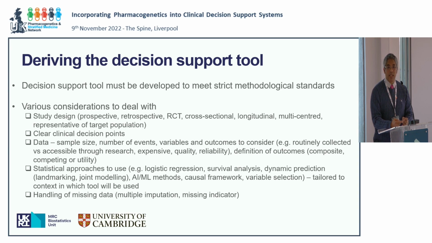We need to also think about the statistical approaches that we need to adopt. We can go for relatively standard types of statistical methodology like logistic regression and survival analysis, or much more complicated and state-of-the-art methodology based on dynamic prediction and AI methods. We need to also think about potentially causal frameworks and dealing with a multitude of different variables. So we need to think also about variable selection, but we should do this tailored to the context in which the tool will be used. We also should think about missing data.